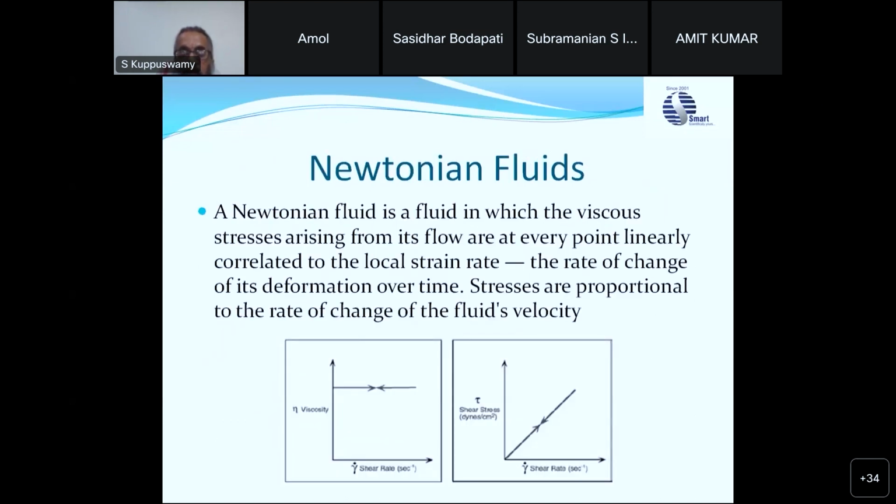Now, it's a graphical representation. Newtonian fluids: a Newtonian fluid is a fluid in which the viscous stresses arising from its flow are at every point linearly correlated to the local strain rate, the rate of change of its deformation over time. Stresses are proportional to the rate of change of the fluid's velocity. So there are two graphs, viscosity versus shear rate and shear stress versus shear rate.